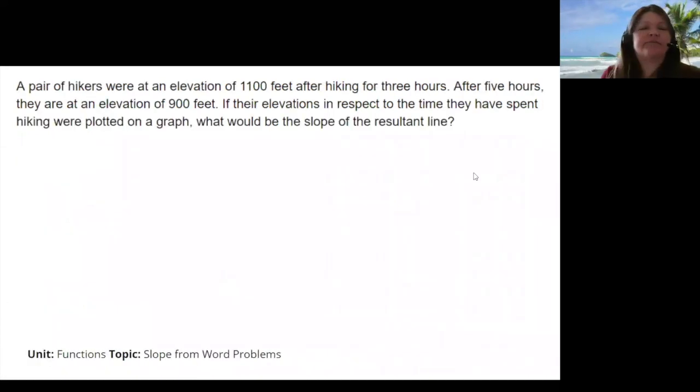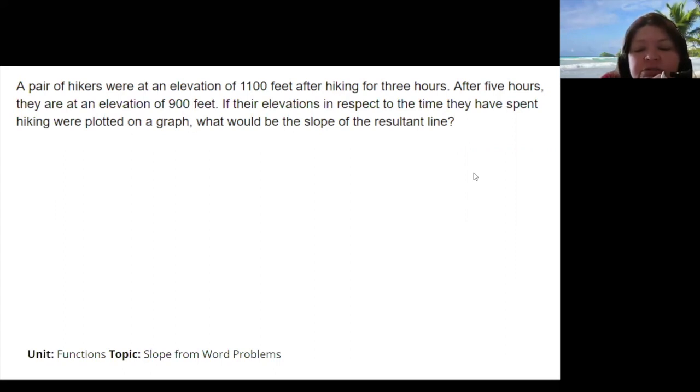Okay, let's look at this one. A pair of hikers were at an elevation of 1,100 feet after hiking for 3 hours. After 5 hours, they are at an elevation of 900 feet. If their elevations with respect to the time they have spent hiking were plotted on a graph, what would be the slope of the resultant line?